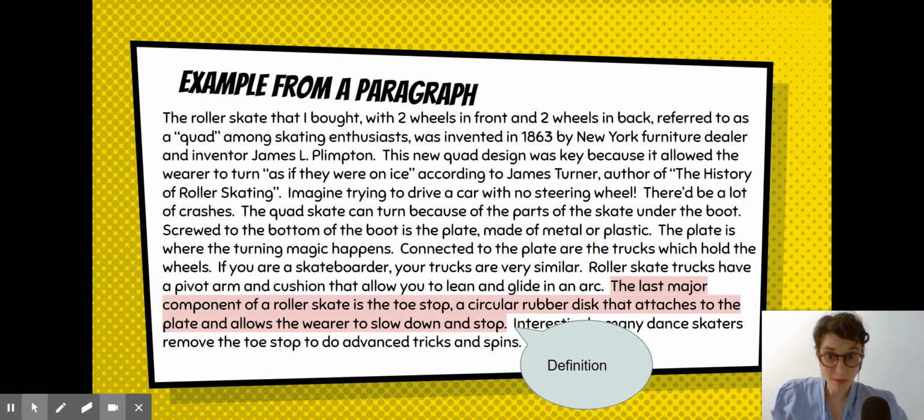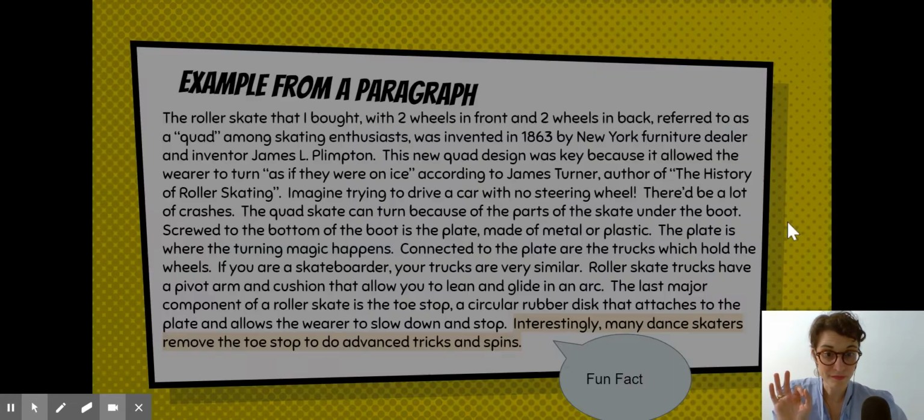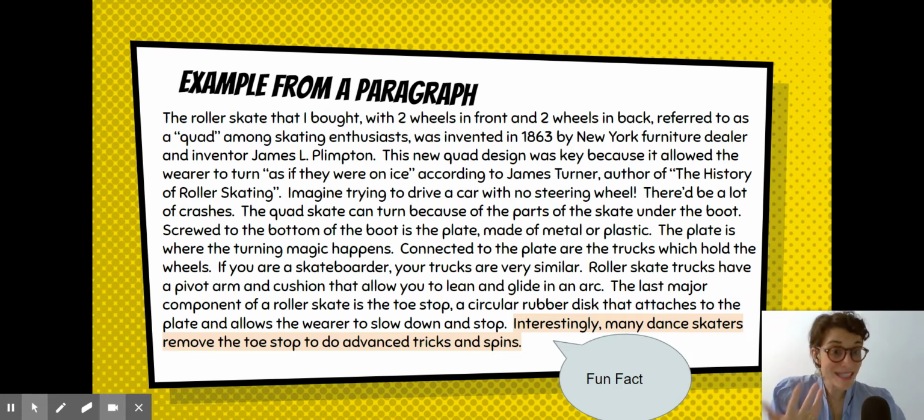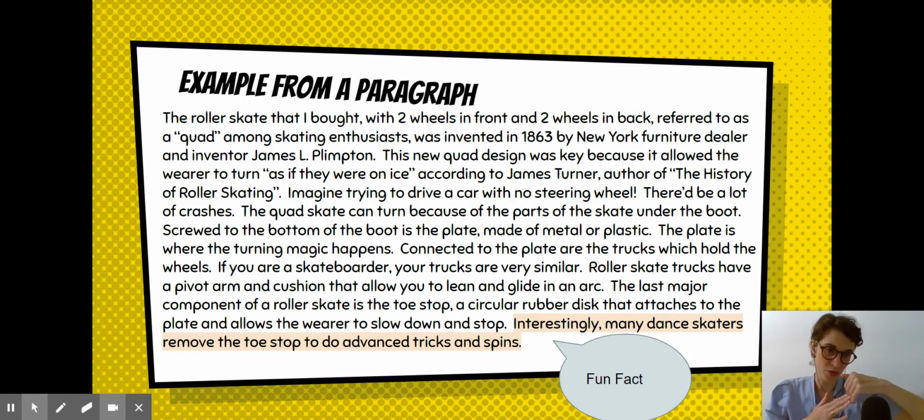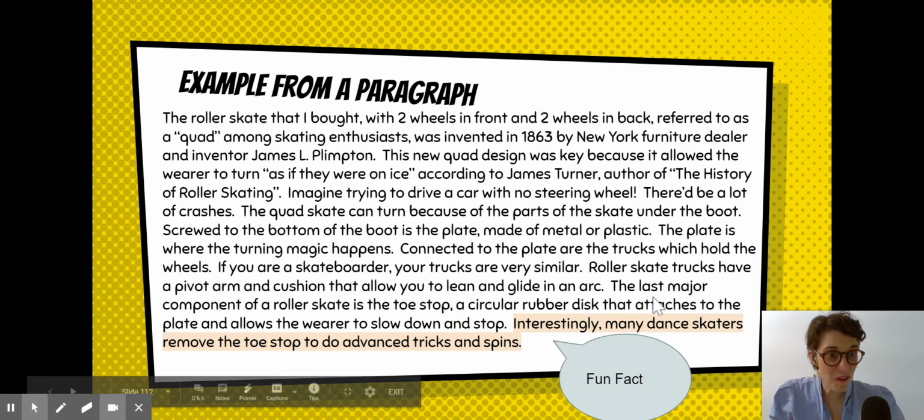The last major component of a roller skate is the toe stop. Definition: a circular rubber disc that attaches to the plate and allows the wearer to slow down and stop. Now we have a fun fact. Something that's nice to end a paragraph on is a fun fact. Interestingly, many dance skaters remove the toe stop to do advanced tricks and spins. It allows them to go forward and up on their toes and do cool things that the toe stop would get in the way of. So there I have a fun fact.